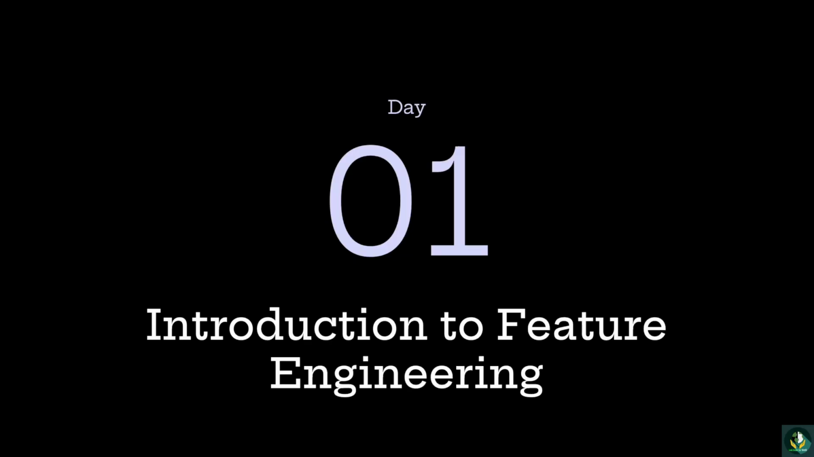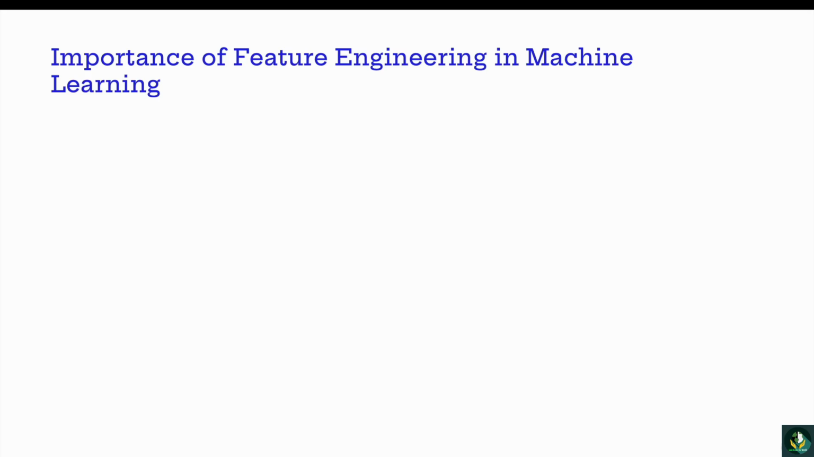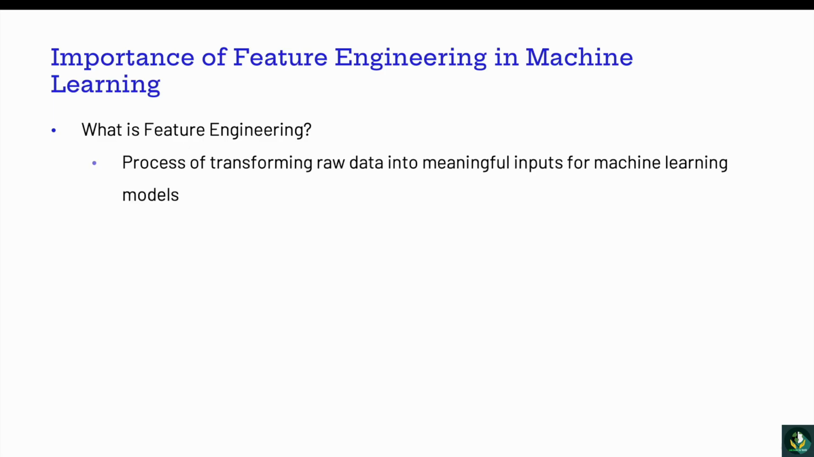Day 1, Introduction to Feature Engineering. So first, let's look at the importance of feature engineering in machine learning. But before that, what is feature engineering? Now, feature engineering is the process of transforming raw data into meaningful inputs for machine learning models. It involves creating, modifying, or selecting features that enhance model performance.